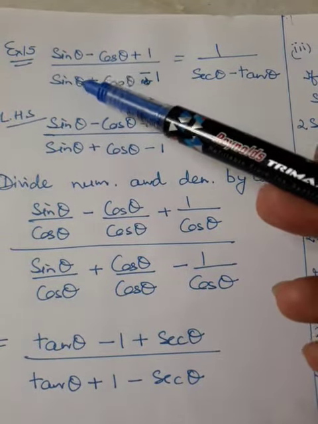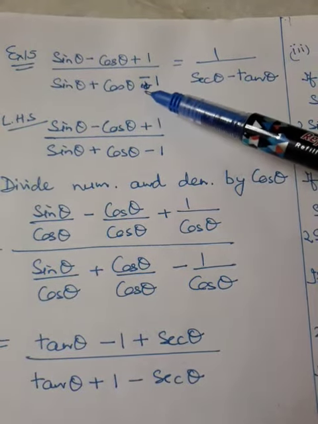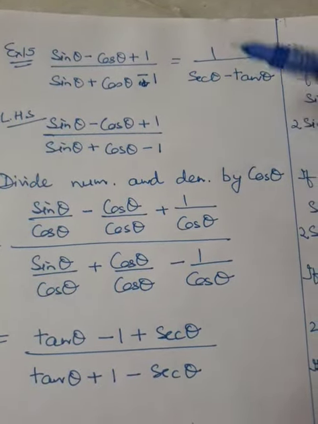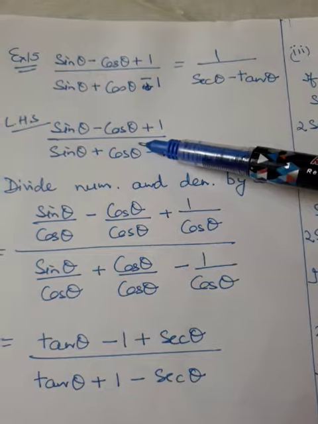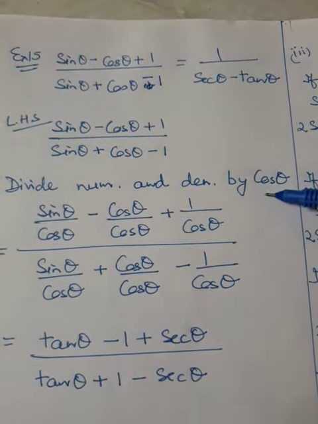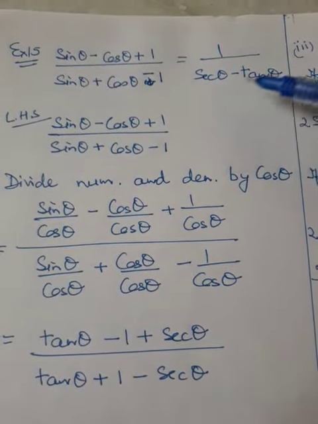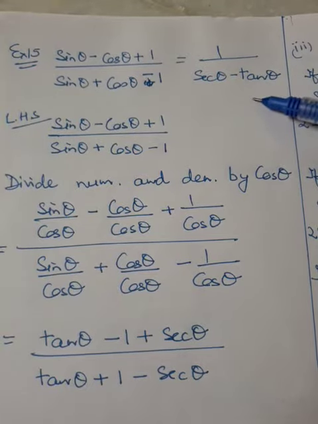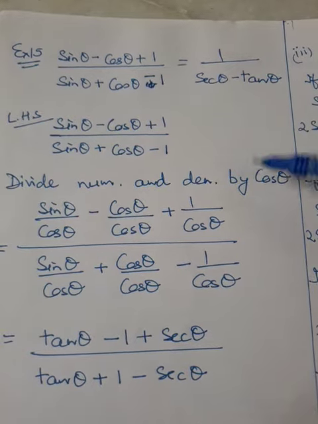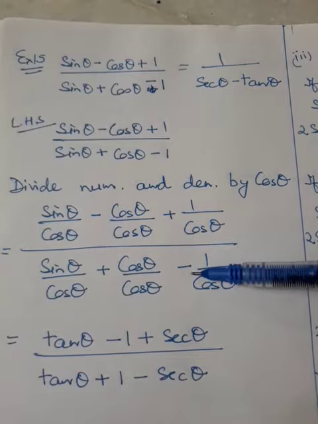So here we have (sine theta minus cos theta plus 1) upon (sine theta plus cos theta minus 1) is equal to 1 upon secant theta minus tan theta. So here we start with the left hand side and divide numerator and denominator by cos theta. Now why are we dividing by cos theta? Because we know secant theta is 1 upon cos theta and tan theta is sin theta upon cos theta. In both of these the denominator is cos theta. So we are dividing both numerator and denominator by cos theta.